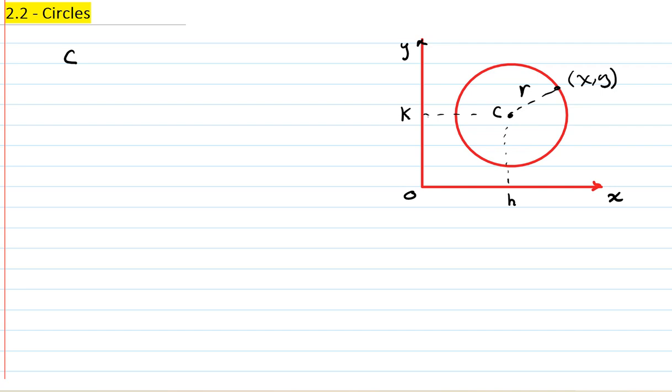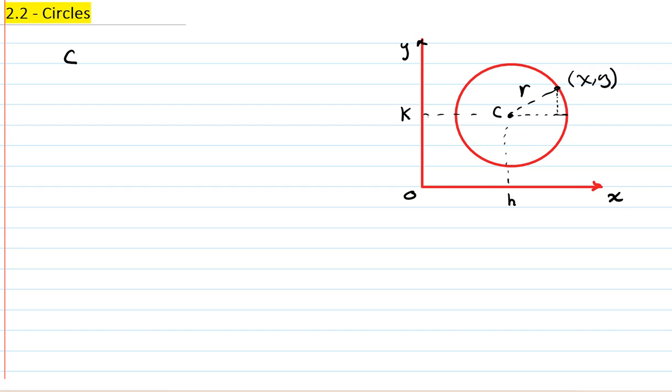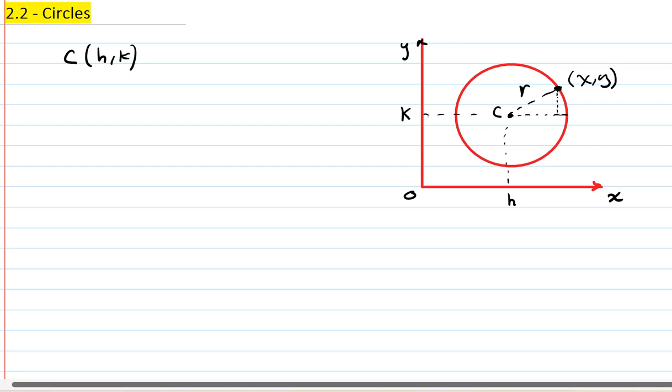So how do we find the equation of a circle? Actually, it turns out that it's not difficult. We can use the distance formula. So how does this distance formula work? Well, remember, the center has coordinates h and k, correct?